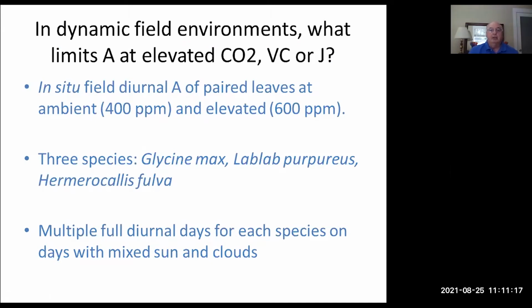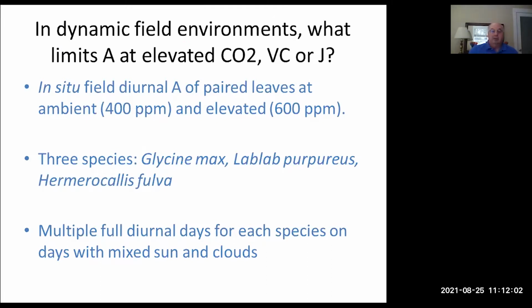So we go to the field. In field environments, what actually limits assimilation rate at elevated CO2? Is it Vc or is it J? What I've done is a lot of in situ diurnal field photosynthesis measurements of paired leaves, one measured at ambient CO2 and one at elevated CO2, 400 parts per million or 600 parts per million. I've done it now for 3 species, Glycine max, Labia, and Hammercallus. Those species were just chosen for having convenient leaf morphologies to do this with. No other reason.